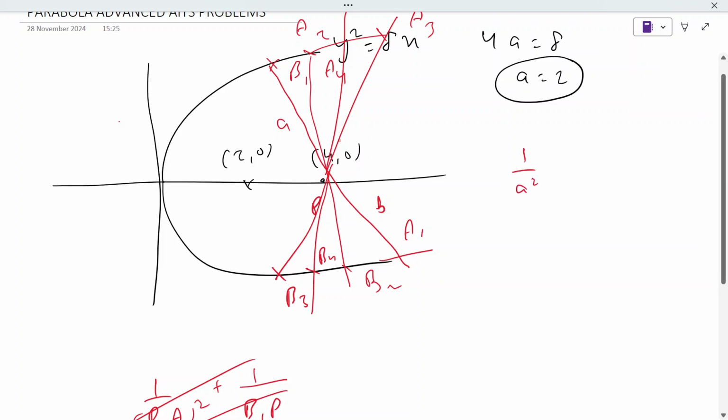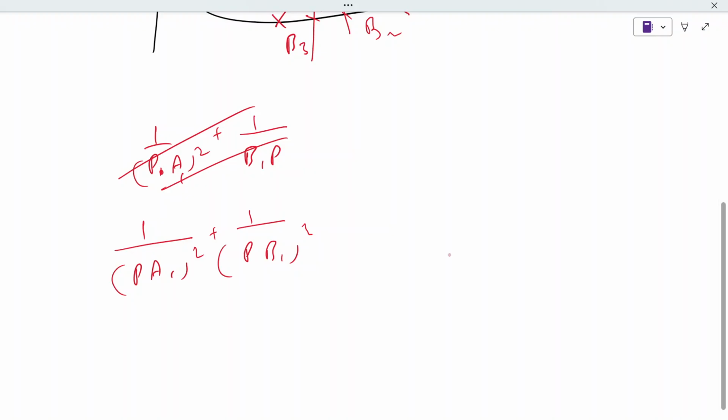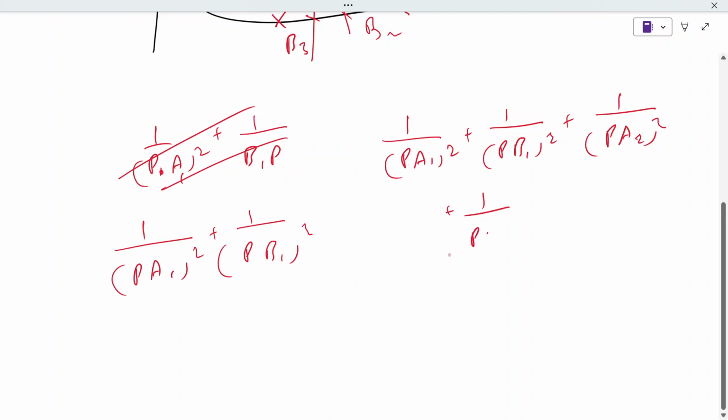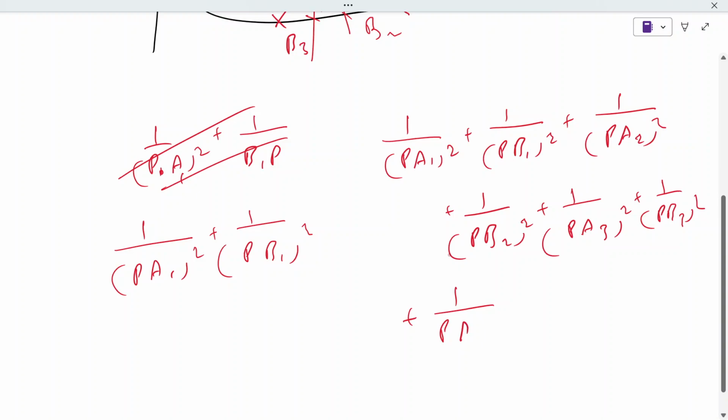So we have to calculate 1 by A square plus 1 by B square, and corresponding to the chord A2, B2 there are two such segments, A2P and PB2. So we have to square and add the reciprocals of all such chords. We have to calculate 1 by PA1 square plus 1 by PB1 square plus 1 by PA2 square plus 1 by PB2 square. Correspondingly PA3, PB3, and PA4 and PB4. This we have to calculate.